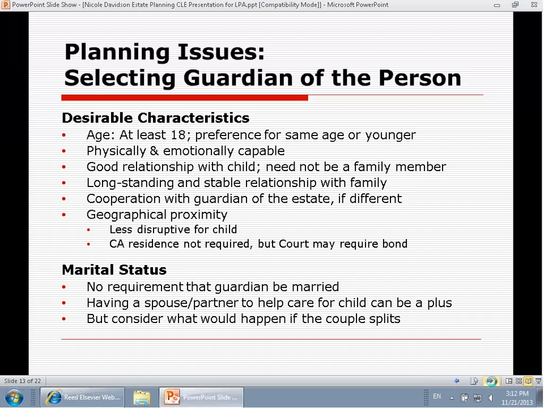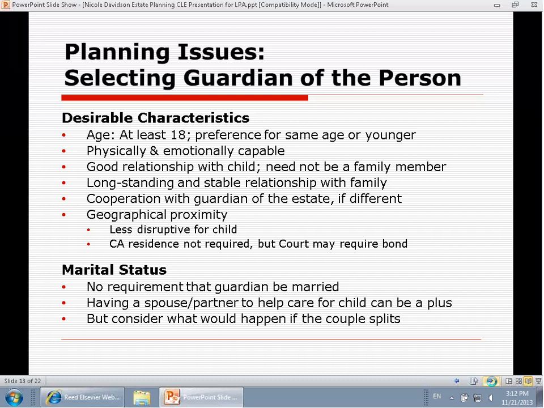Again, geographical proximity. It's helpful for the child to maybe not have to move to a new school or to a new state or a completely new environment on top of the changes that are already being dealt with. Again, California residence is not a requirement, but a bond may be required, even when a will waives a bond, if California residence is not present.